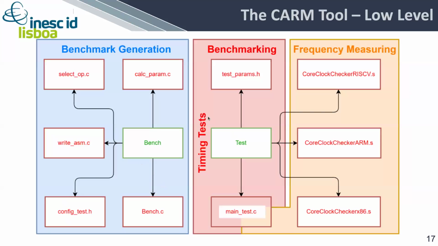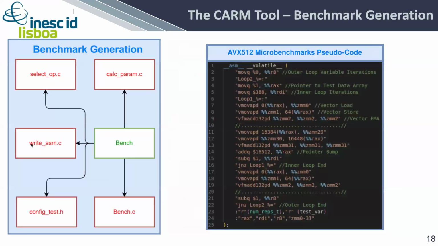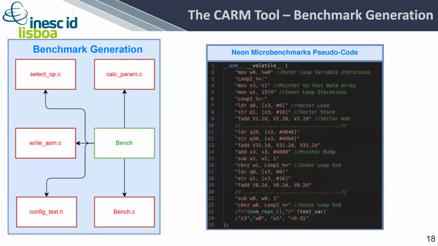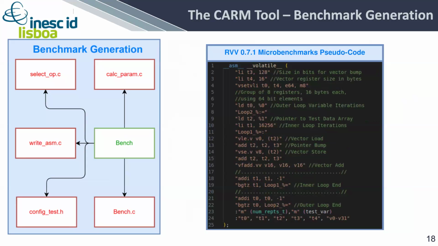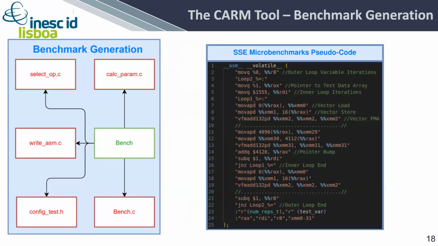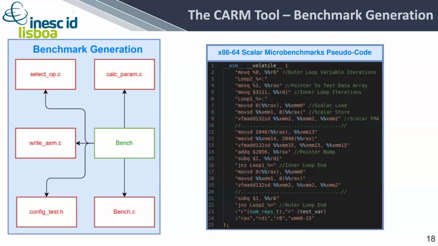So all of these steps are implemented by the various files you see here, starting with the benchmark generation in the blue module. So the benchmark generation module is implemented by these various C files, which have as a final product the various benchmarks you see here. So these files actually store the different assembly instructions and registers used by each ISA that we support, and automatically perform the necessary calculations to generate the assembly code that respects the specifications of the user.